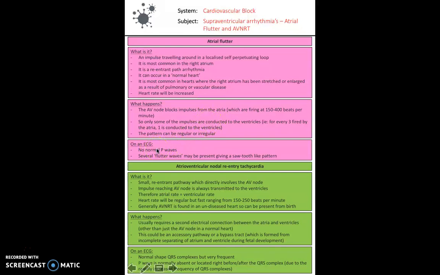On an ECG, we'll see no normal P waves, and instead we'll see several flutter waves, which may give this sawtooth-like presence. We'll see this in a minute when we look at ECGs.